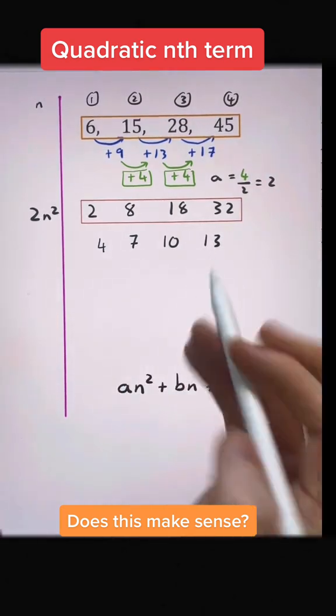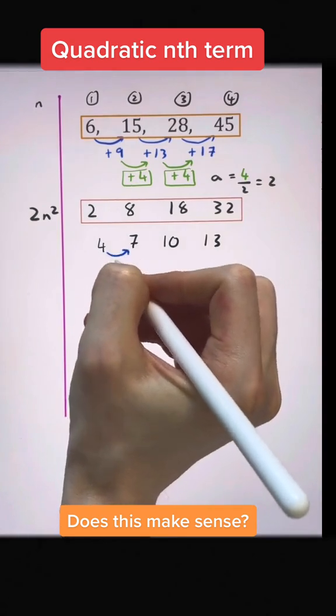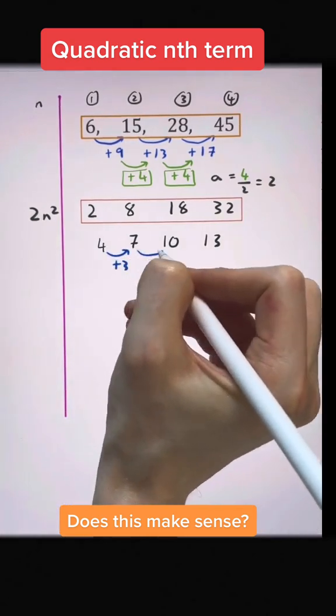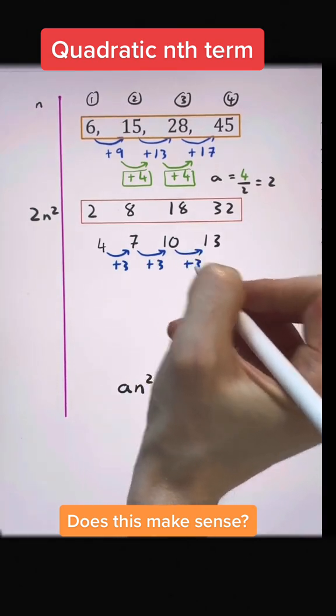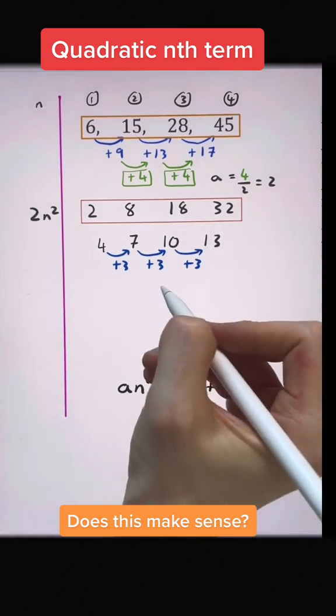We now calculate a standard nth term. The difference between 4 and 7 is we add on 3. The difference between 7 and 10 is again we add on 3. And 10 to 13, again we add on 3. We should notice we have a common difference, in this case of plus 3.